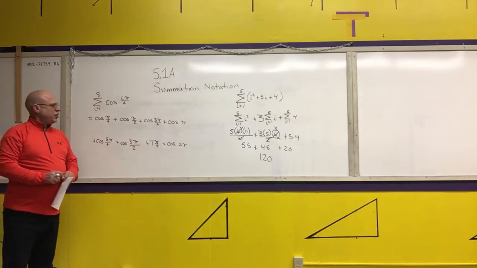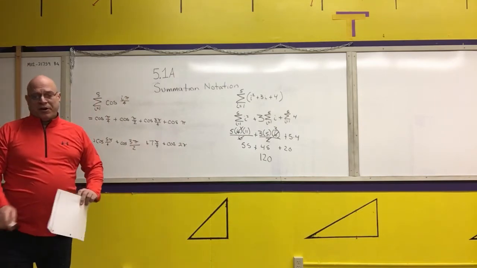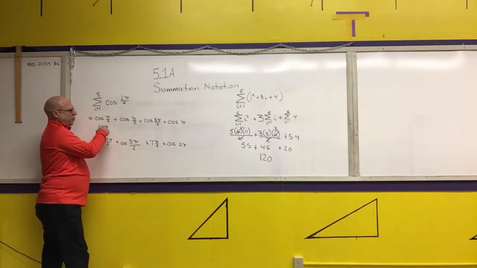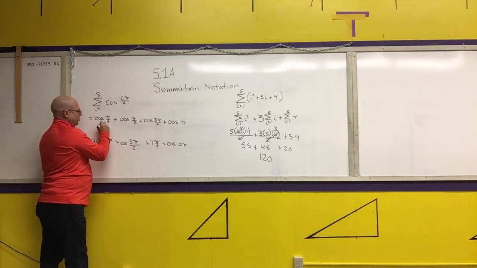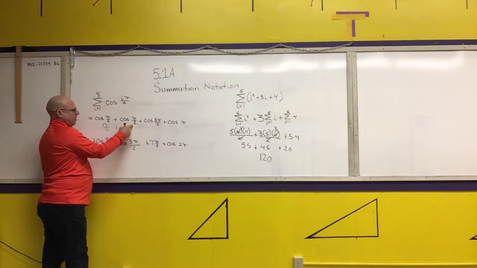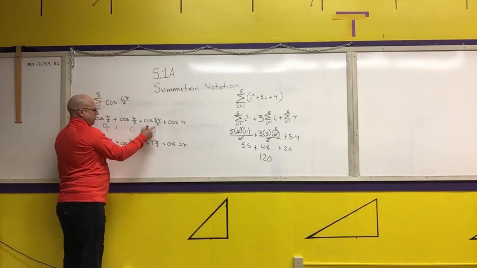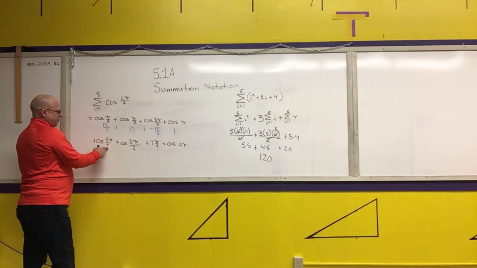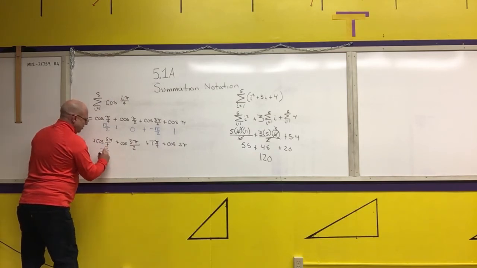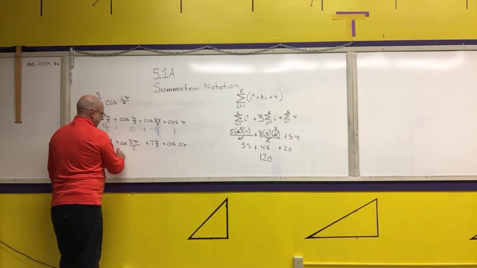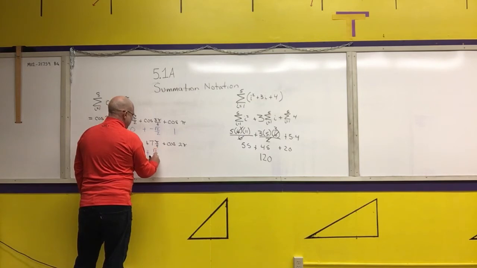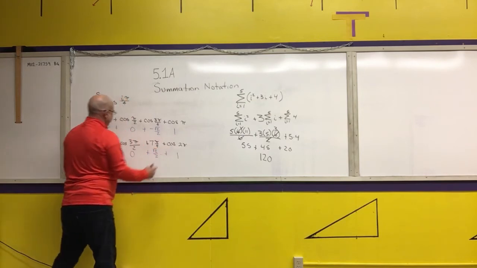So first step you're going to do is you're going to write it out in open form. Then you're going to evaluate each one of those in open form. And the cosine of pi fourths is the square root of 2 over 2. The cosine of pi halves is 0. Cosine of 3 pi fourths is negative square root of 2 over 2. Cosine of pi is negative 1. Cosine of 5 pi fourths is negative square root of 2 over 2. Cosine of 3 pi halves is 0. Cosine of 7 pi fourths is the square root of 2 over 2. And the cosine of 2 pi is 1.